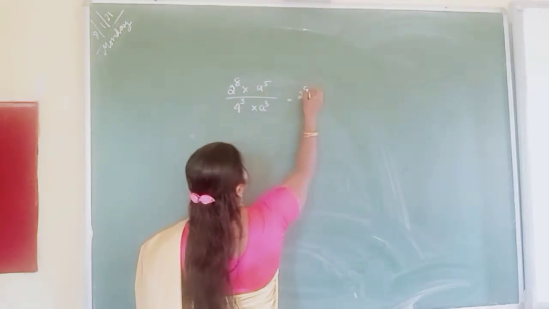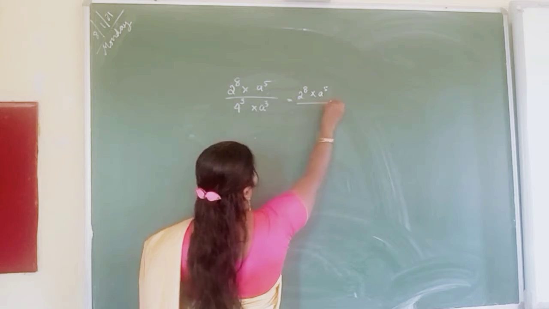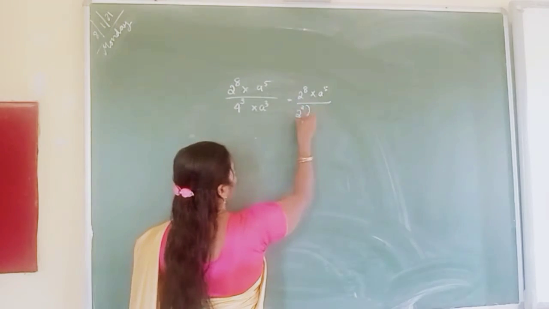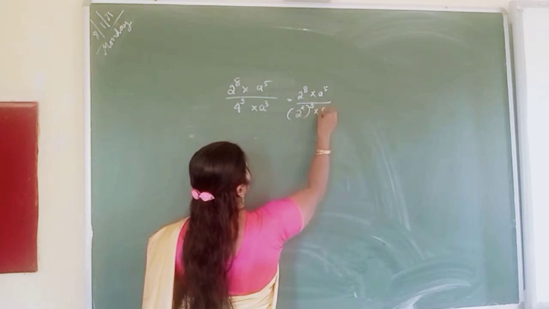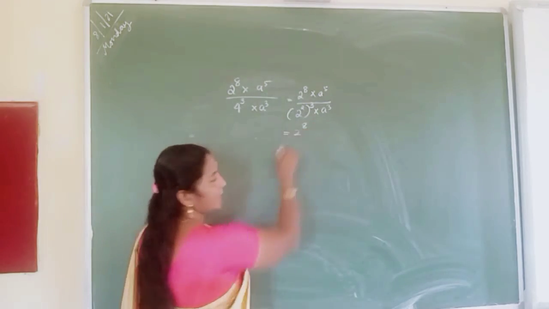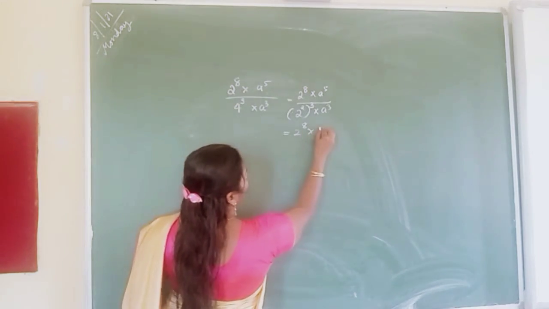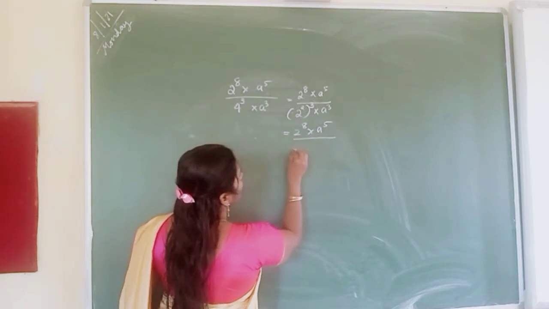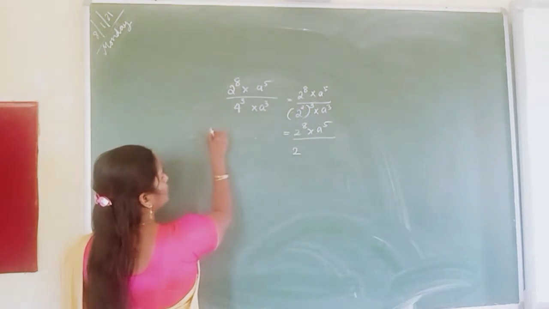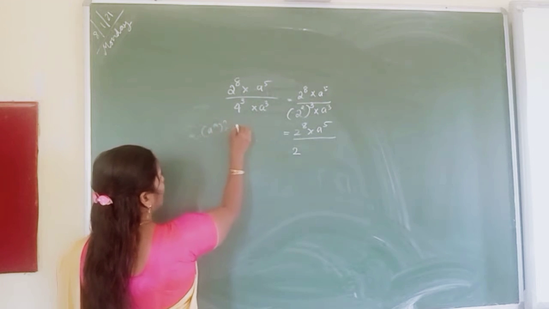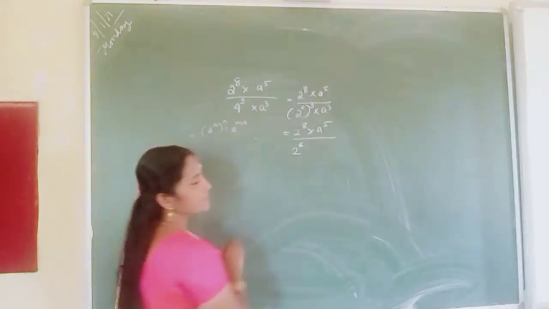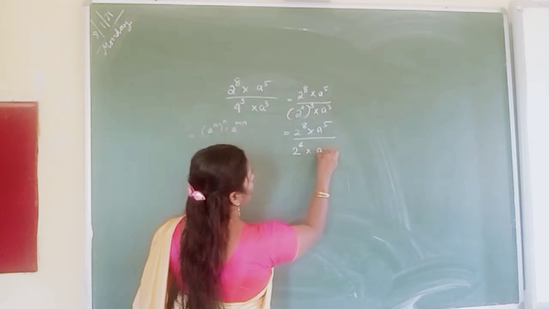So we write a raised to 2 raised to 8 into a raised to 5 by, instead of this 4 we write 2 square the whole cube into a cube, which is equal to 2 raised to 8 into a raised to 5 by 2 raised to 2 the whole raised to 3. Which law do we apply here? A raised to m the whole raised to n is a raised to mn. So 2 raised to 2 into 3 is 6 into a cube.